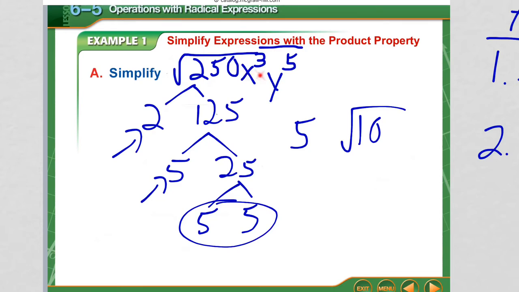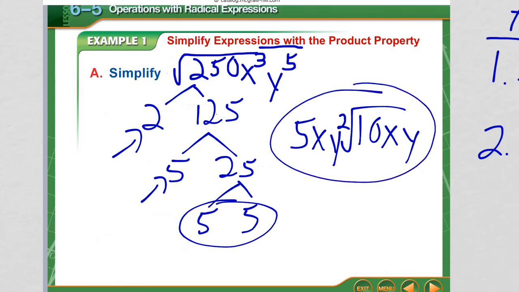Now, with the variables, when we have x cubed, remember that's 3 x's. So that means I'm only going to have one pair of x's, and then my one left over goes inside. Then, when I look at the y's, y to the 5th means I have 5 y's. So with that, that means I'm going to have 2 pairs of y. So I have y squared on the outside, and again, one left over. And then that would be my answer of simplifying the radicals.